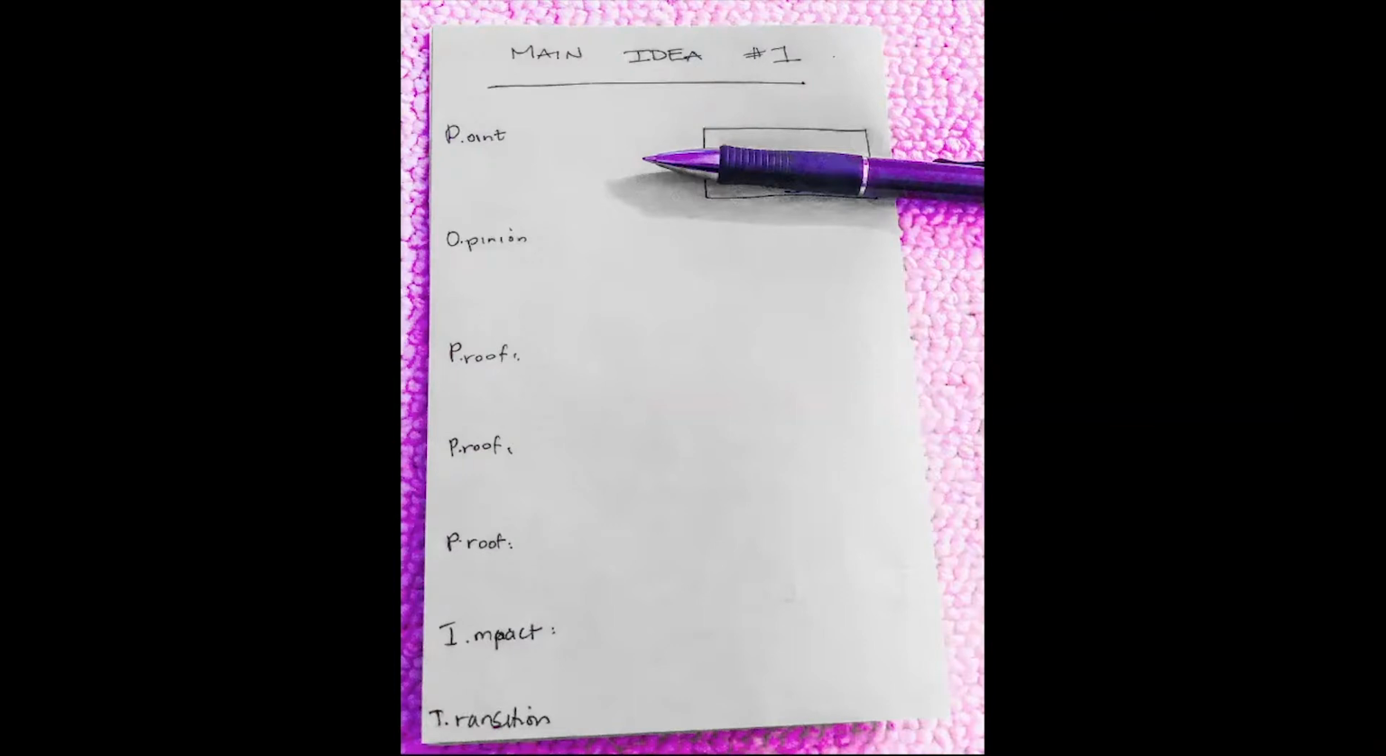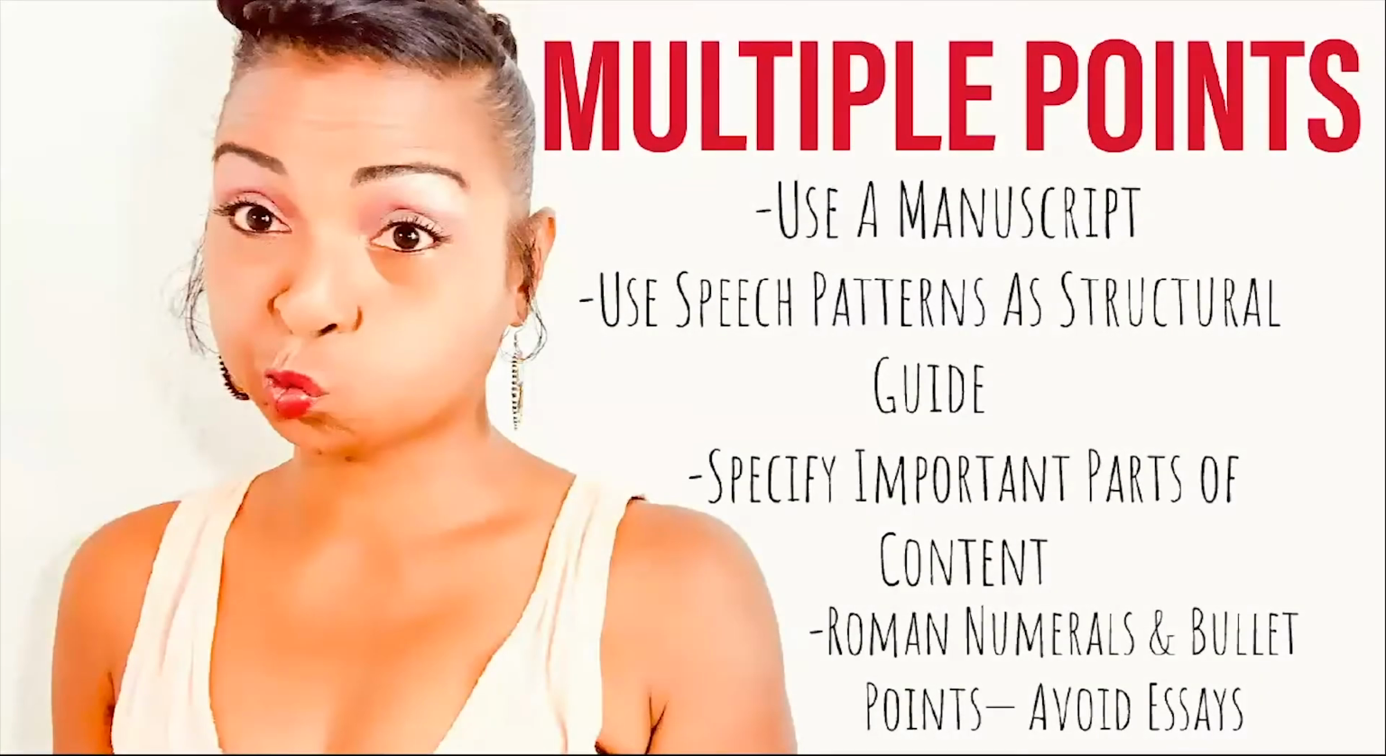Now, multiple main points might take you a little bit of time to sort through. This is where learning about how our speech patterns work will really help to save you on time and tap into your own creative design juices. For multiple main points, there are a few things you might want to pay attention to. First, instead of using a note card or a piece of scratch paper, you'll want to sketch out a manuscript. But use the speech patterns as your structural guide.